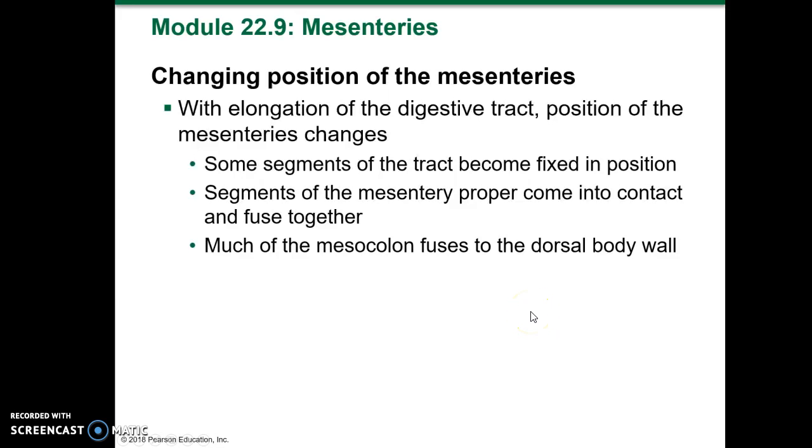To continue from the last video, we can actually change the position of the mesenteries. With any elongation of the digestive tract, the position of the mesenteries does change. Some of the segments of the tract become fixed. Segments of the mesentery proper come into contact and fuse together, and much of the mesocolon is going to fuse to the dorsal body wall.